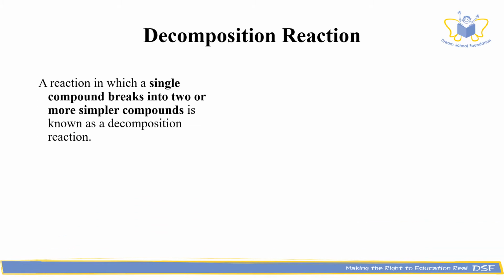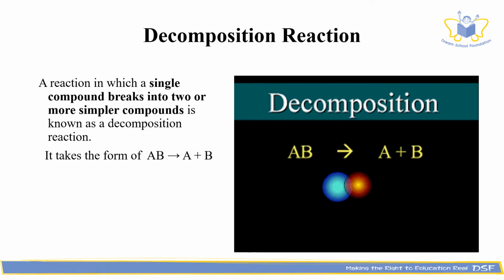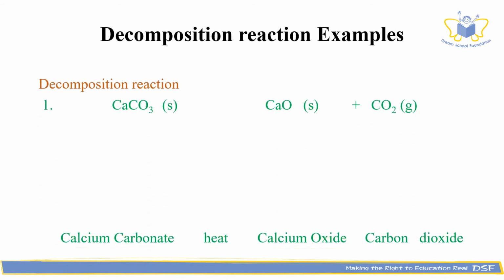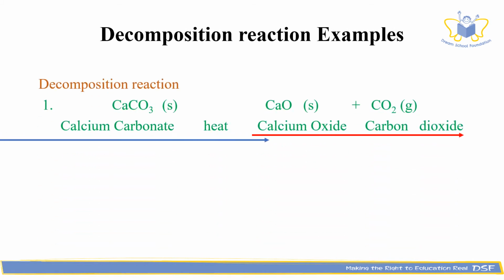What is a decomposition reaction? A reaction in which a single compound breaks into two or more simpler compounds is known as a decomposition reaction. The general form is AB equals A plus B. Here, AB is a compound that splits into two other simpler substances A and B. That is, a complex substance is decomposed into simpler substances. An example for decomposition reaction: calcium carbonate when heated gives calcium oxide plus carbon dioxide.